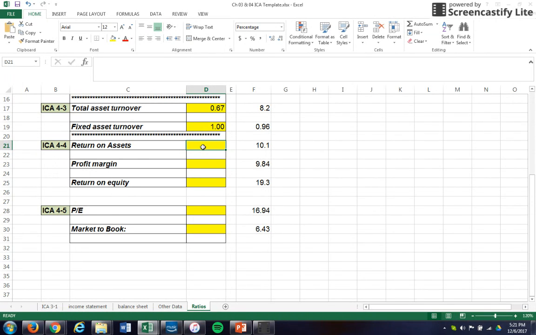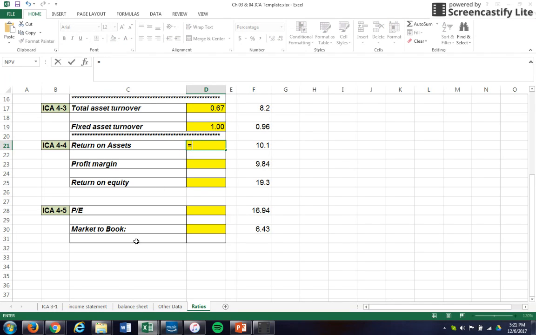Now, your book may look at operating income, which is earnings before interest and taxes. But for our class, I want us just to look at straight return on assets, return on sales, and return on equity, comparing net income to those three different items. So for return on assets, we are going to look at our net income divided by our total assets.